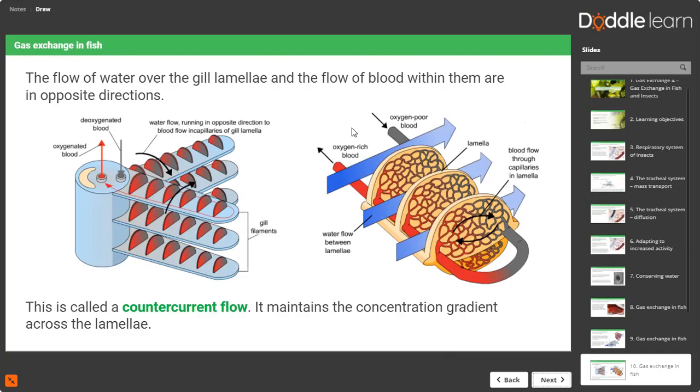So this is called a countercurrent flow. And what's really good is this maintains a concentration gradient across the lamella. Like we said before, maintaining that concentration gradient is really important so diffusion's happening all the time. If we're going in the same direction, it wouldn't be advantageous because we wouldn't have that change in concentration gradient, so diffusion will stop quite quickly. If they're flowing different directions, that means we've got a really, really steep concentration gradient being maintained at all times.